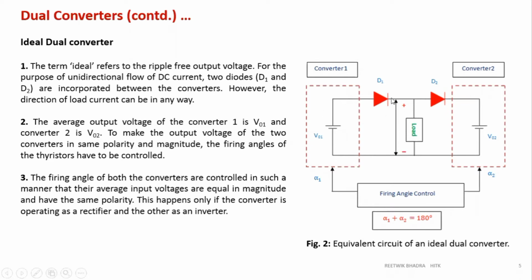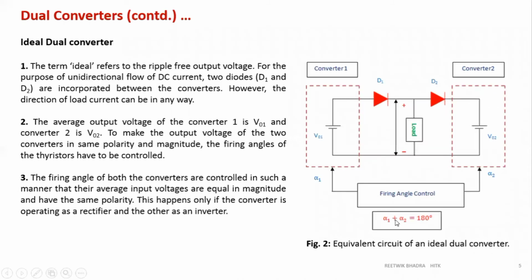Suppose converter 1 has output V01 and converter 2 has output V02. To make the output voltage of the two converters the same in polarity and magnitude, the firing angle should be controlled. Now, how the firing angle is controlled, we will see in the next slide. That is how we get alpha 1 plus alpha 2 equal to 180. This should always be maintained in a dual converter.